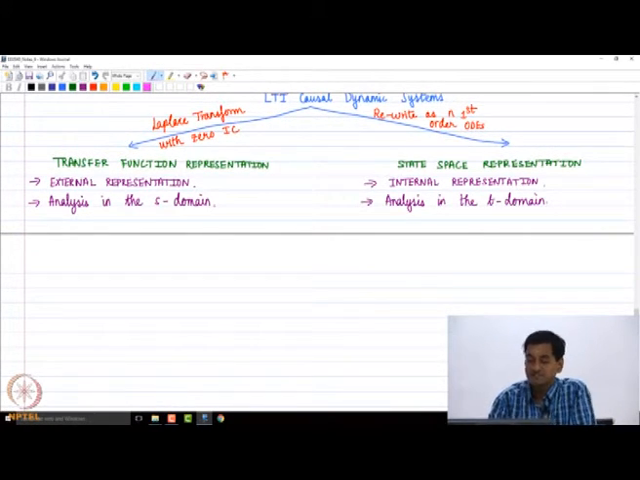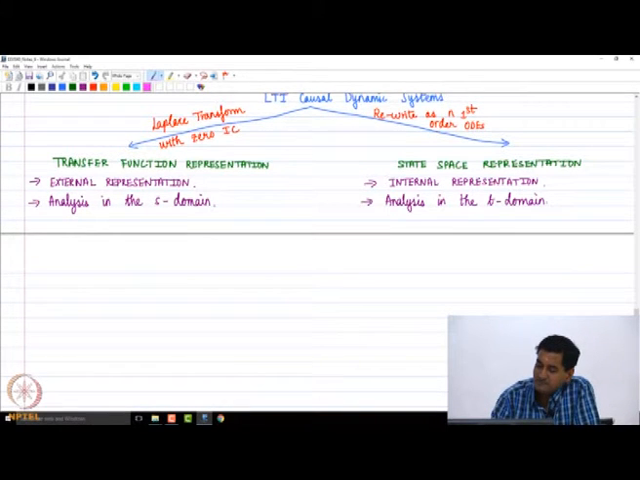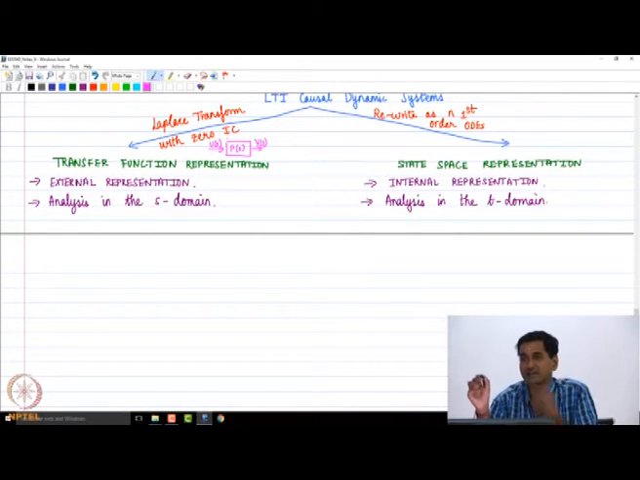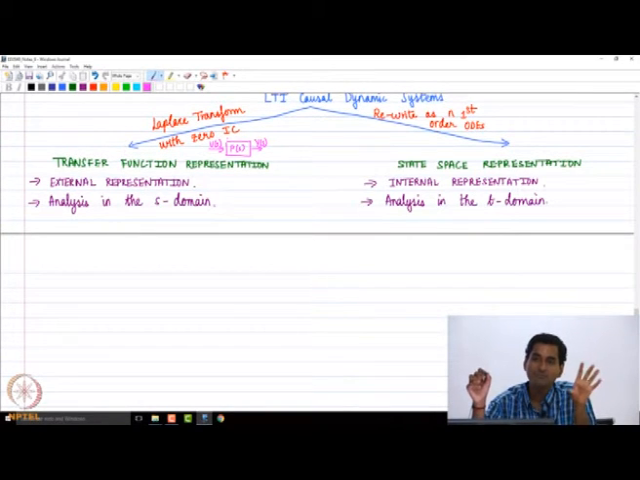External representation, because in the transfer function representation, what do we do? Let us say I take the transfer function P of s, you give me an input u, I just multiply P of s with u of s, and then I get y of s. I directly map the input to the output. In a certain sense, I am looking at the system as a big box, as a single entity. I give the input and I get the output.